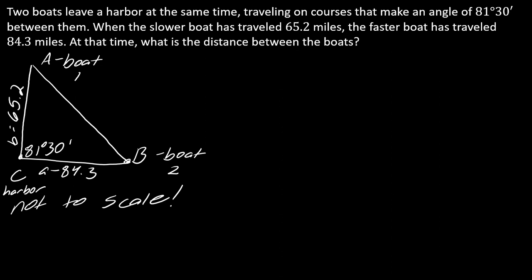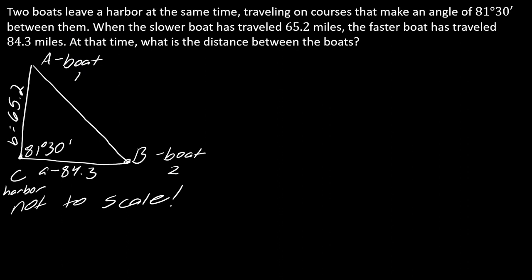Okay, so I've kind of just arbitrarily labeled everything, but we have these two boats, and they're both going in. Here's the harbor. We're assuming that they're going this direction because there needs to be this 81 degrees and 30 minute angle between them. And so I'm told that this boat has traveled 84.3 miles. This boat has traveled 65.2 miles. Of course, this is not drawn to scale, but you get the picture. And so I just arbitrarily called this angle C. So boat B will be boat 2, and boat 1 will be A.